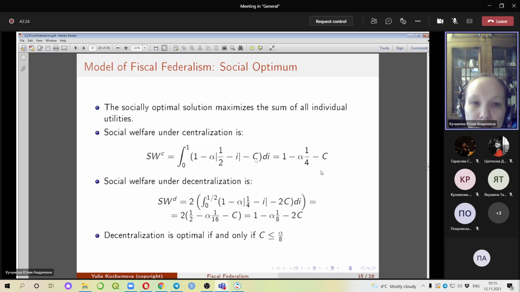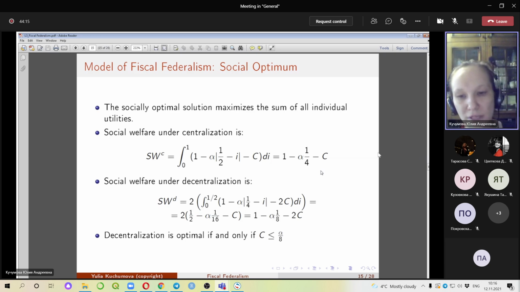And we obtain that decentralization is optimal if and only if the cost C is less than or equal to alpha divided by 8, just by solving an inequality. But this is a very intuitive result. Why? Because if we think about when it's optimal to have centralization rather than decentralization, it's probably when it's not that costly to finance the government, that is, the costs of duplicating the public good. And this is indeed the case.